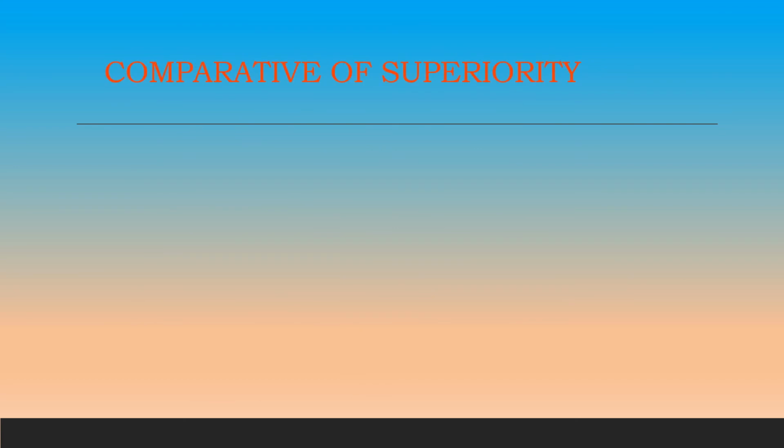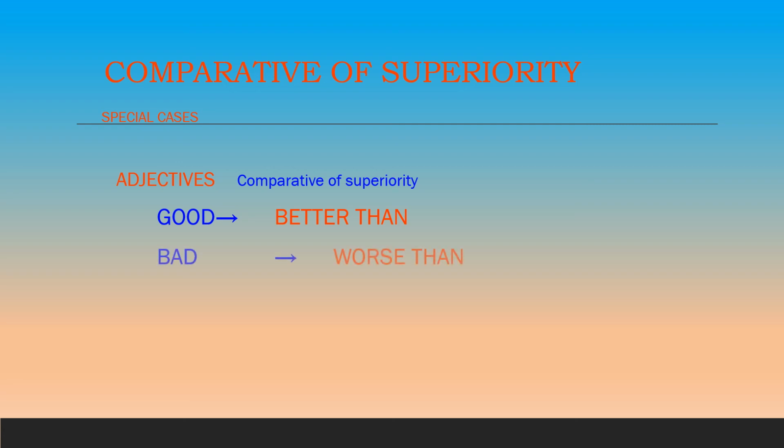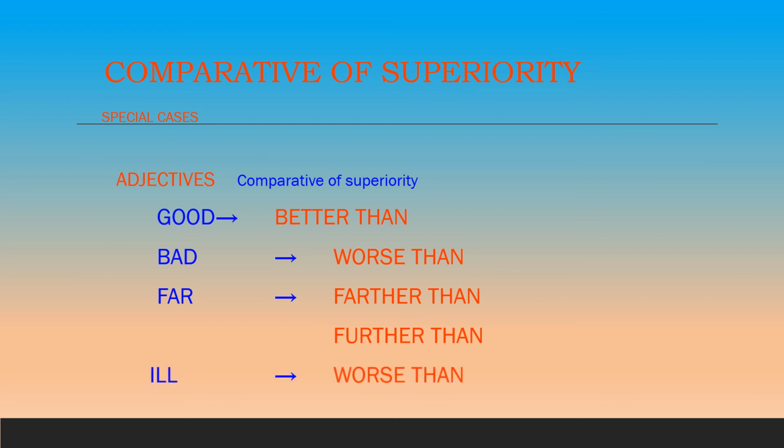Let's look again at the comparative superiority. Special cases. So these are ones that might be a little bit strange, right? Good is better than, which we talked about also in class a bit. Bad is worse than. Far is farther than. So Kazakhstan is farther than Japan. Further than, okay, a little bit different, but ill, worse than.